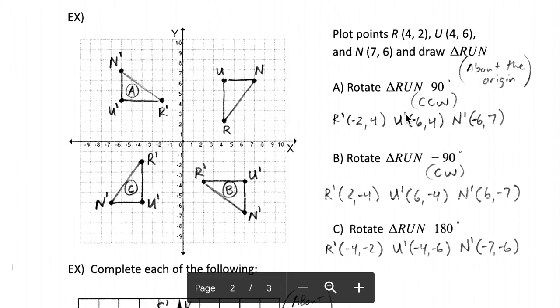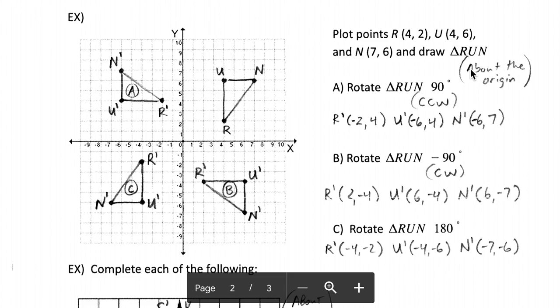So similar to what we just did, except we're going to make the right value the opposite after we swap. So we're going to take our original R coordinates, flip them so it's (2, 4), and then make the right value the opposite. So now it's (2, -4). Plot that. Take our coordinates at U, swap our coordinates. Instead of (4, 6), we'll say (6, 4), and then we'll make the right value the opposite. So (6, -4) is where we'll put our new U.